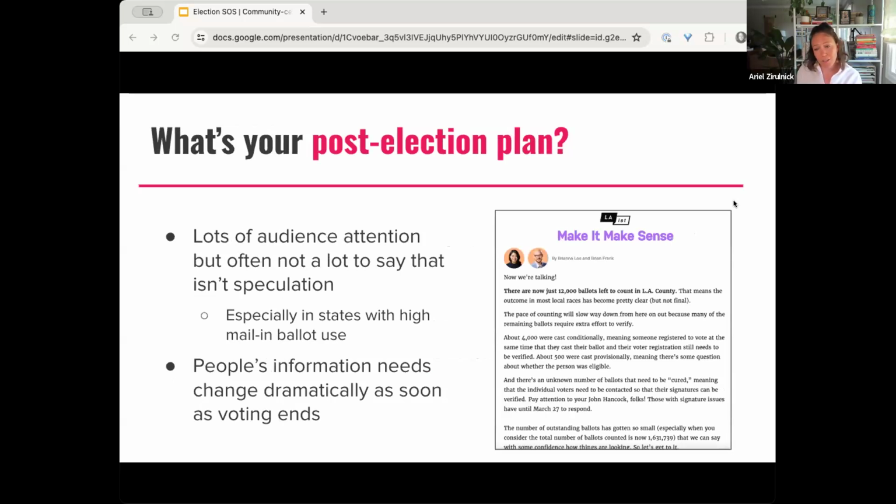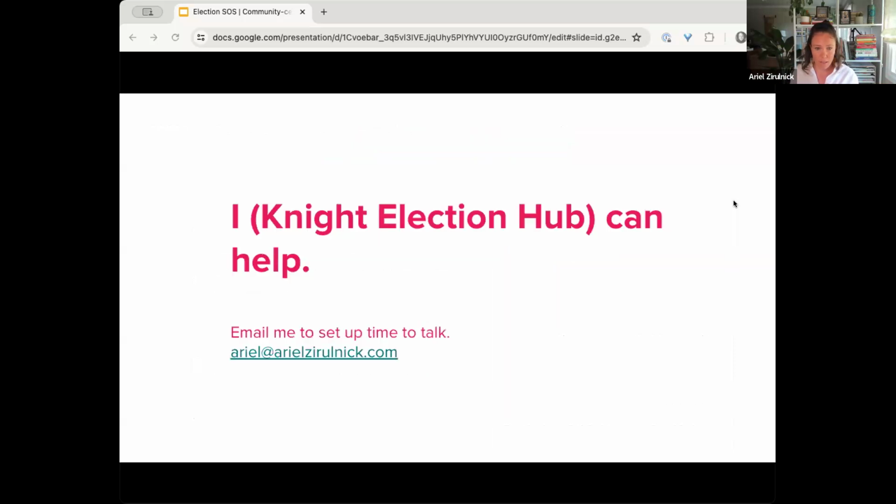Another thing to be thinking about now is, what's your post-election plan? There's a lot of audience attention when the polls close. They want to know how things turn out, but increasingly it can be days or weeks before people know the results. So what's your plan for that in-between moment? How are you going to help people shift from needing information about the specific city council seat, for example, where they are voting, to understanding how the new makeup of the city council will influence policy in the city?